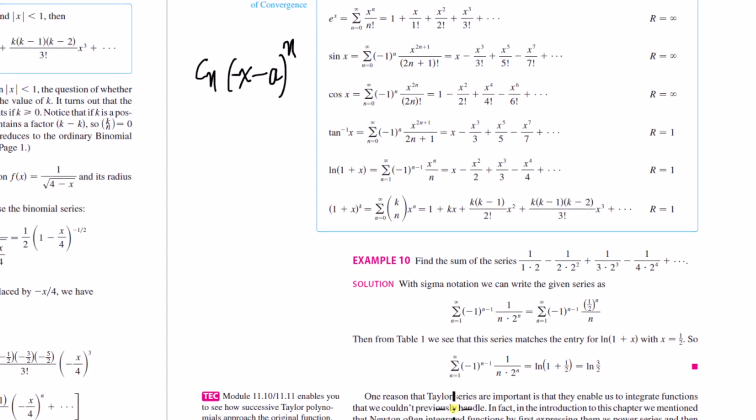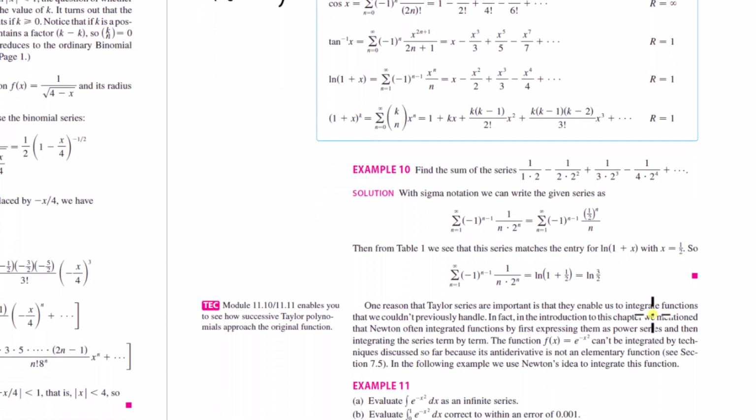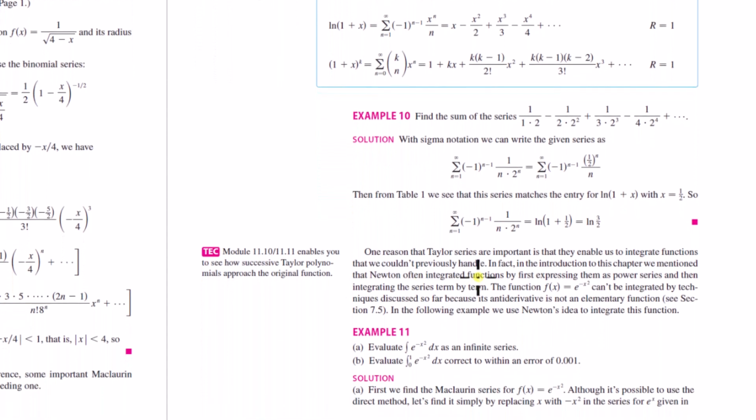Okay, one reason that Taylor series are important is that they enable us to integrate functions that we couldn't previously handle. In fact, in the introduction to this chapter, we mentioned that Newton often integrated functions by first expressing them as power series and then integrating the series term by term. So here's the function e to the minus x squared. This can't be integrated by the techniques discussed so far because its antiderivatives are not elementary functions.